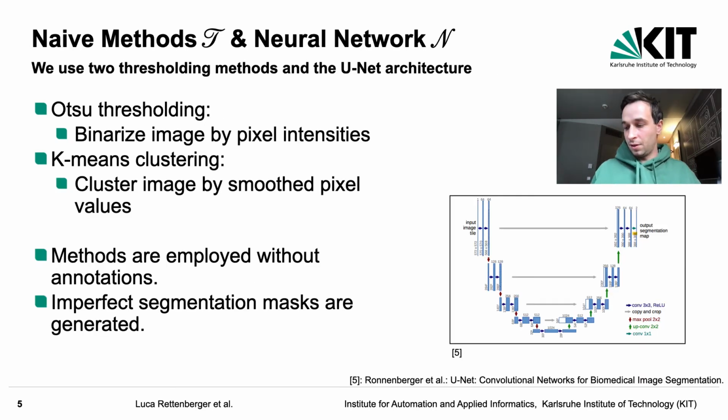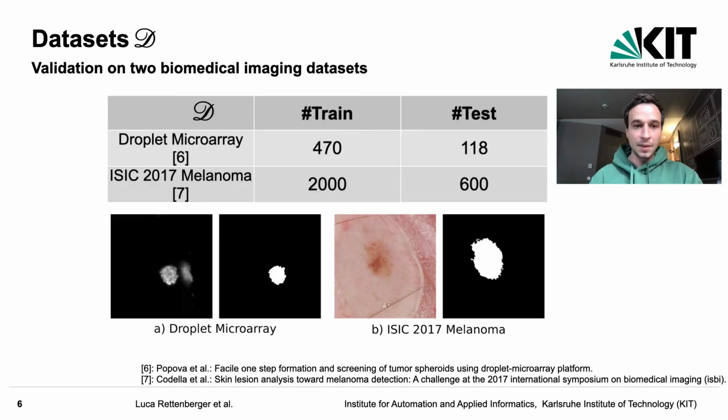And now we have conducted some experiments, and in our work, the naive method T was, on the one hand, Otsu thresholding and, on the other hand, k-means clustering, and the neural network N was the U-Net. For the data sets, we used two. On the one hand, we used the droplet microarray dataset, which is a screening of tumor spheroids on droplet microarrays, and we used the ISIC melanoma dataset, which are images of melanoma on the skin, which are then segmented.